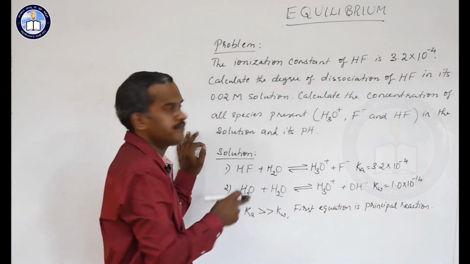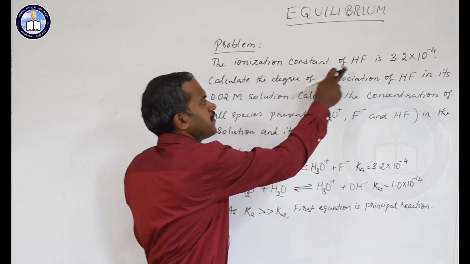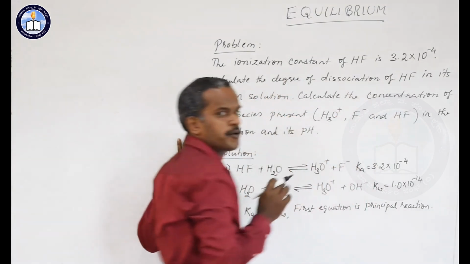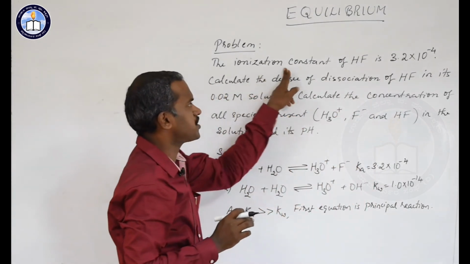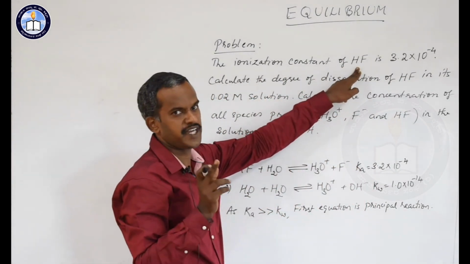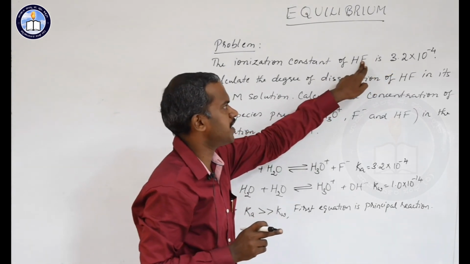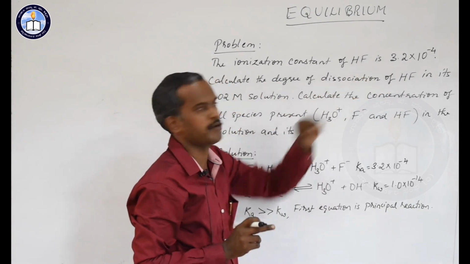Look at the problem. The ionization constant of HF is 3.2 into 10 to the power minus 4. So when you read the problem, you have to understand what is given. Ionization constant of HF. HF is a weak acid, so this is a Ka value. The dissociation constant of HF is given as 3.2 into 10 to the power minus 4.